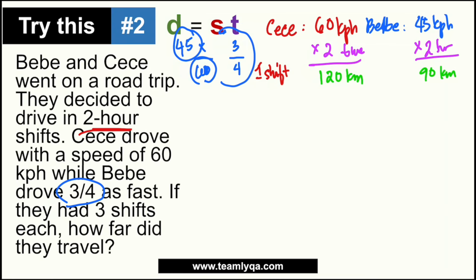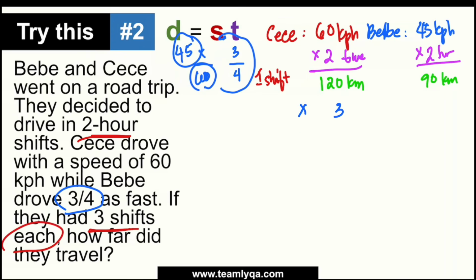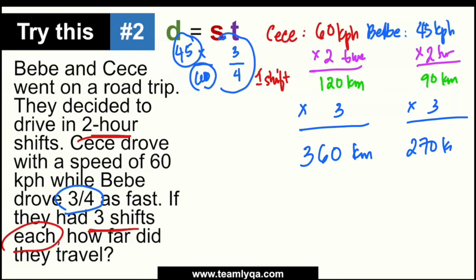Okay? So, ito na yung itsura niyan. Bawat isang shift, 120 si CC, tas 90 naman si BB. Ang sabi, they had 3 shifts each. Ibig sabihin nun, nakatatlong shift si CC, so ita-times 3 ko ito. Times 3 ito, 360 kilometers. Tapos, times 3 ko rin ngayon si BB, that would be 9, 18, 27, 270 kilometers. Tapos, para malaman ko yung total distance, pagsasamahin ko lang itong dalawang numbers na ito. So, this will be 360 plus 270.